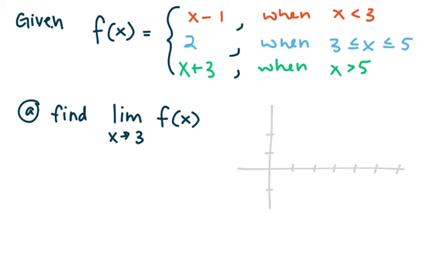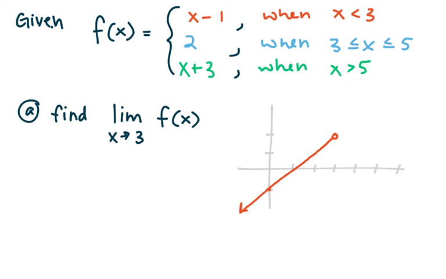Now, of course, we can always begin by creating the graph because the graph gives us something really nice to look at. So x minus 1, and that's going to be on the left, or less than x equals 3. So x minus 1 is a line of slope 1 with a y-intercept at negative 1, and it's going to travel about like this. So from x equals 0, negative 1 to that 3, 2. And it's an open circle because we are not including 3 in there.